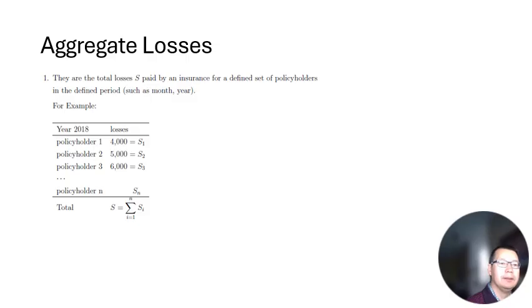For example, in year 2018, there are N policyholders and to policyholder 1, the insurance pays $4,000. This $4,000 can be more than one claim. It could be two claims. Maybe one claim is $1,000, the other claim is $3,000, adding up to $4,000. So it doesn't have to be one claim. For policyholder 2, we paid $5,000. For policyholder 3, the insurance pays $6,000. So the total S will be the sum of all these Si for each policyholder i.